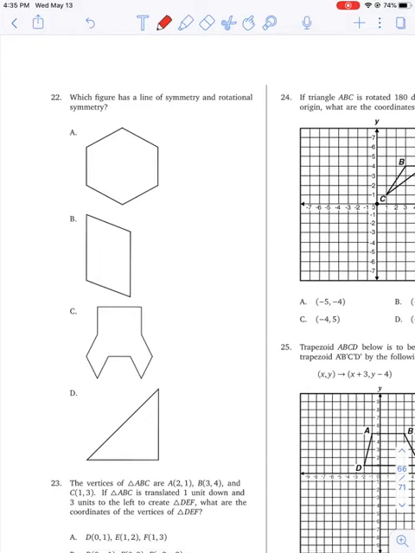Okay, which figure has a line of symmetry and rotational symmetry? Now, we didn't talk about rotational symmetry. But maybe you could figure it out. Basically, it means if you spin the figure, it stays the same.